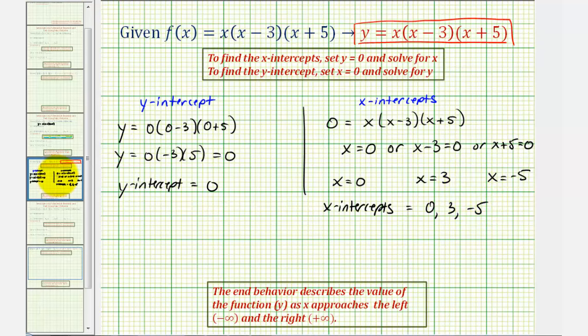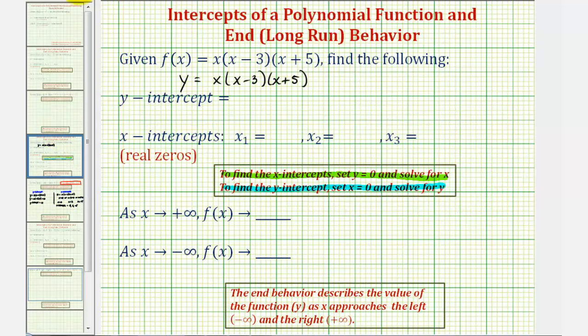So going back to the previous slide, the y-intercept was 0. As an ordered pair, we could write this as the point (0, 0). And we had 3 x-intercepts. They were 0, 3, and negative 5. As ordered pairs, we could write the x-intercept of 0 as (0, 0). The x-intercept of 3 would be the point (3, 0). And the x-intercept of negative 5 would be the point (negative 5, 0).